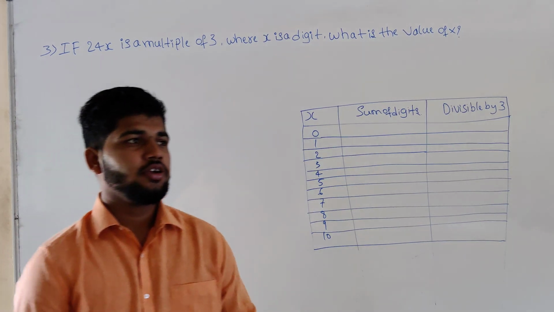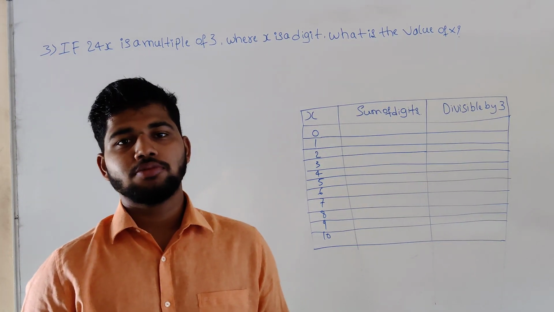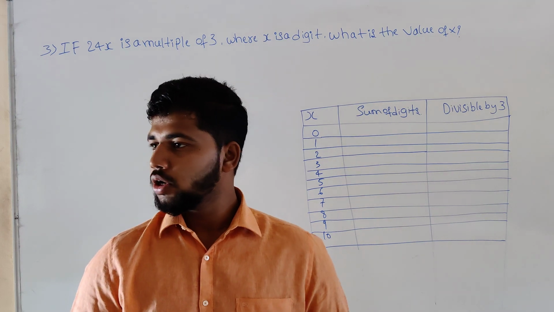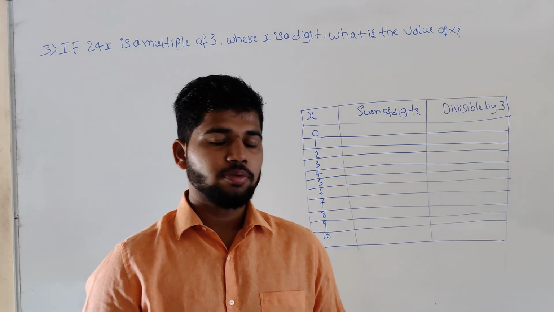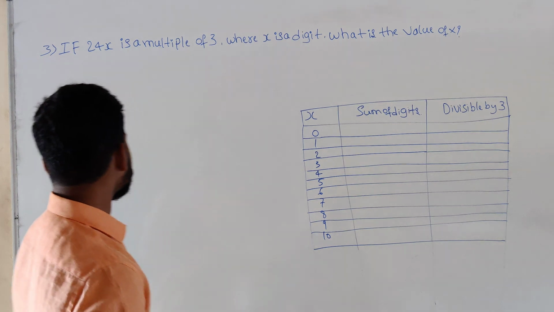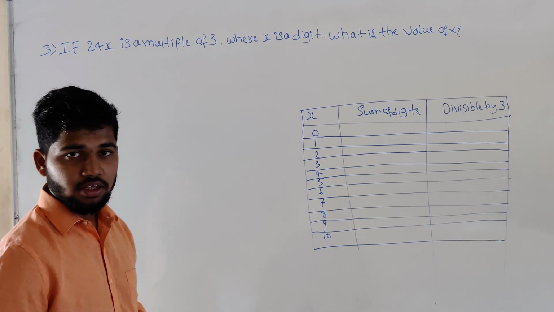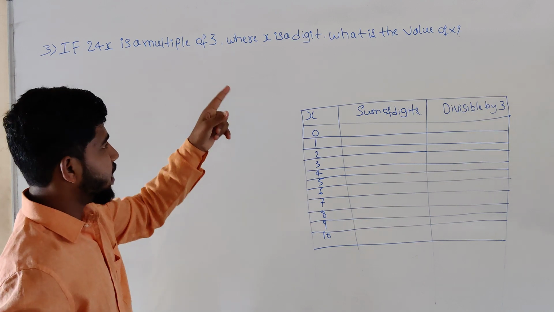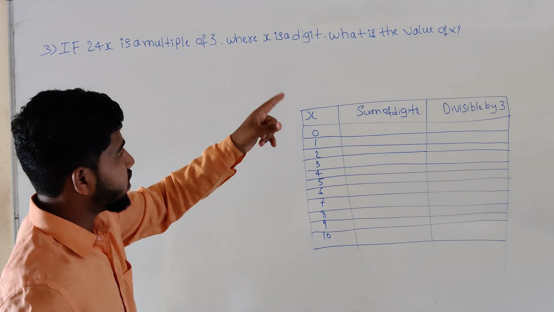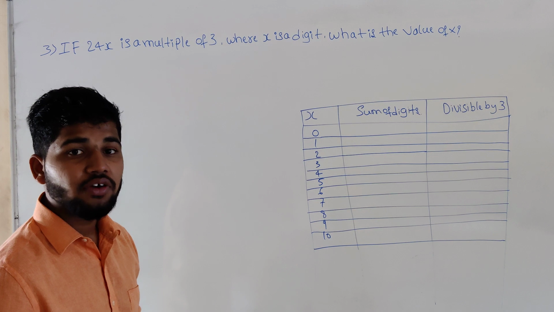In the last class, we have already completed the first two problems of exercise 1.2. In today's class, let us begin with the third problem. Look at the third problem. If 24x is a multiple of 3, where x is a digit, what is the value of x?